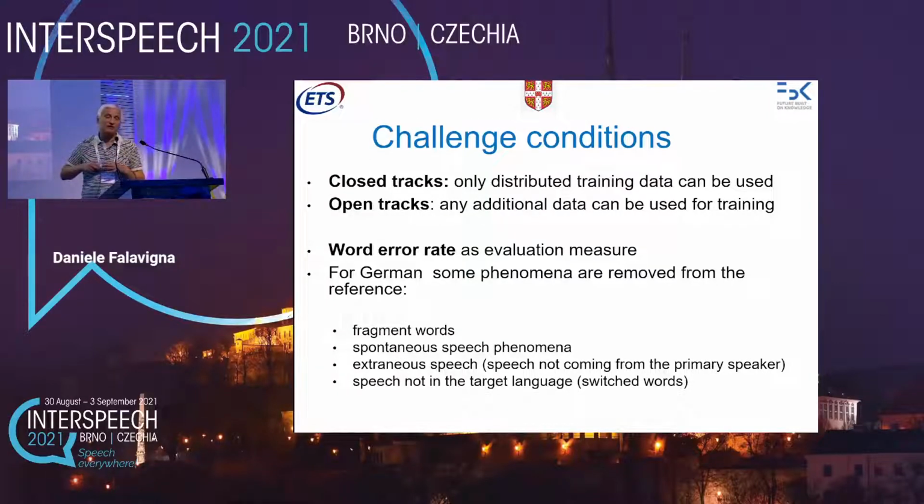As I mentioned before, we organized two tracks. One closed track where participants can only use the distributed training data, and an open track where additional data can be used. The evaluation measure is the error rate. For the German language, in the reference, we removed extraneous phenomena, fragments, spontaneous speech, speech in switched words.